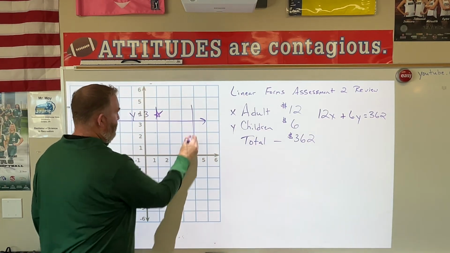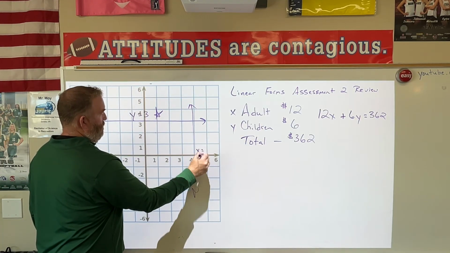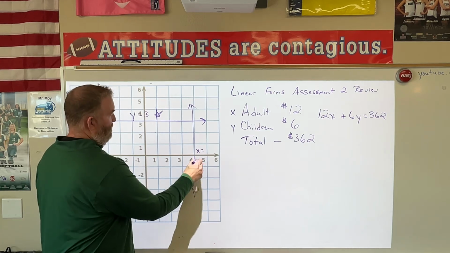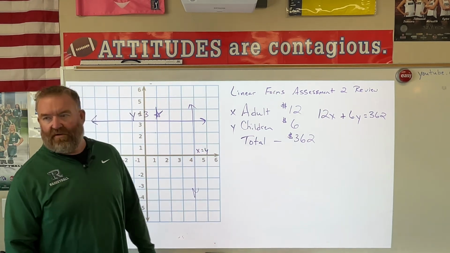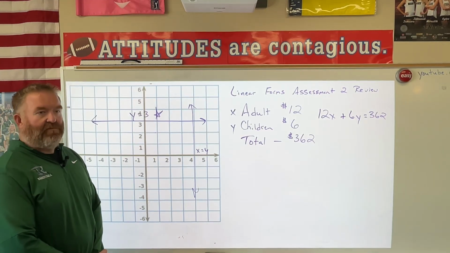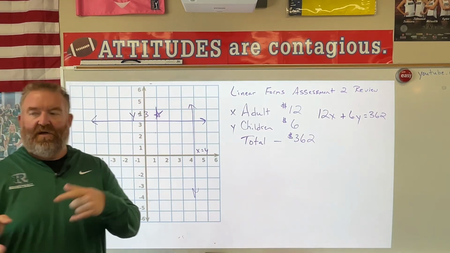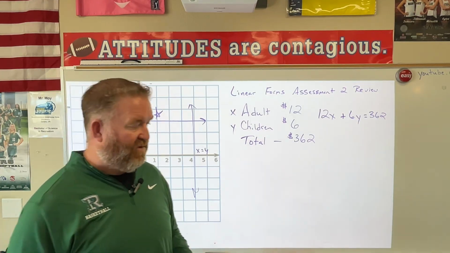Okay, so what would this equation be? X equals what? Say it. 4. X equals 4. What is that slope? Undefined. Okay, everybody good? 0, undefined. Okay, so make sure you know the difference.